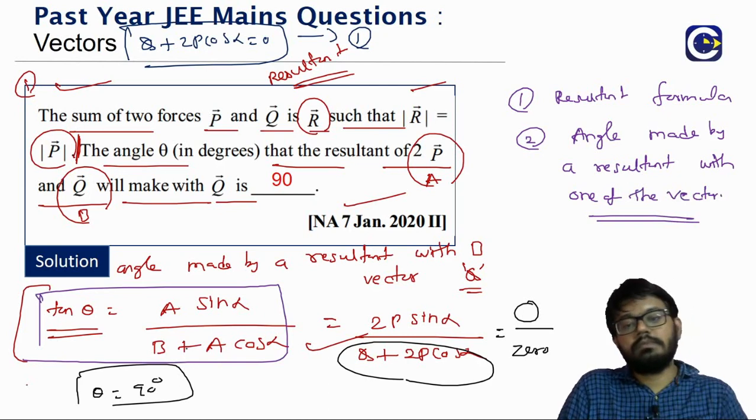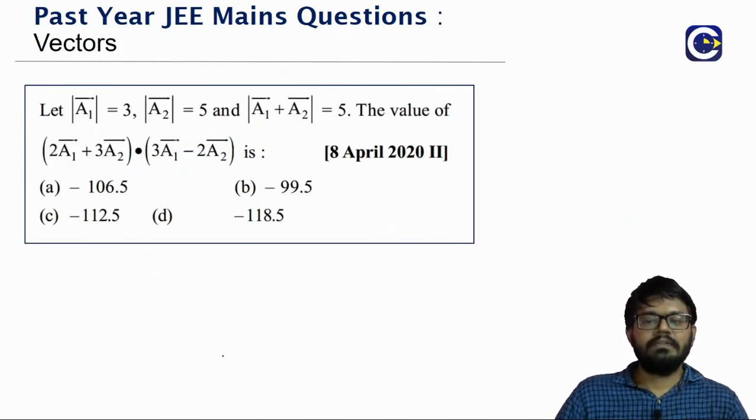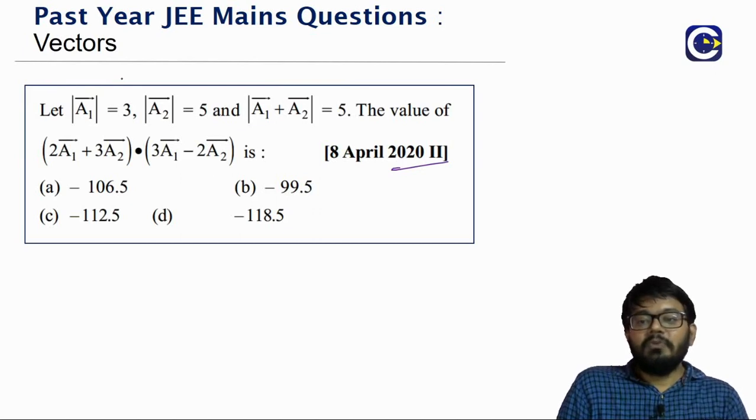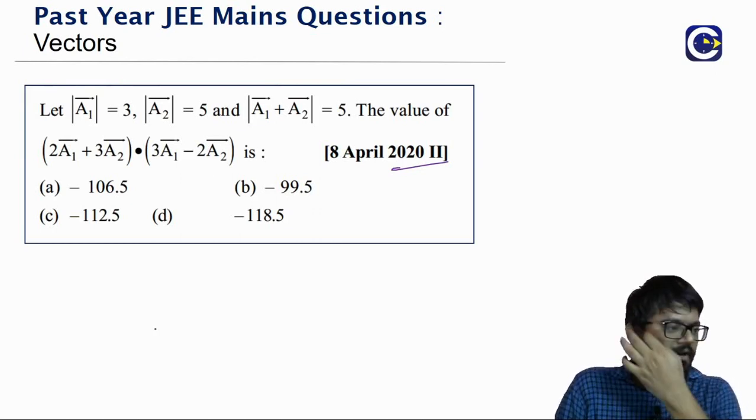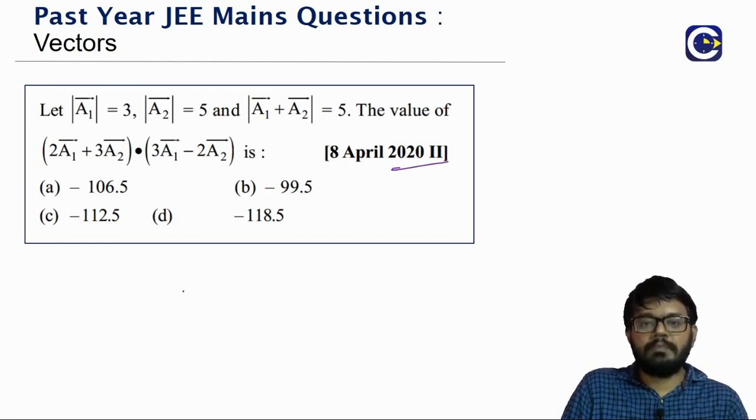These are the two concepts involved in this. Okay. We'll go to the next question. This came in 2020. You may see that in recent years there are a lot of questions coming, because the number of papers has increased. At least now we have 4 attempts. In each attempt you have multiple shifts, meaning the number of papers will be that many.